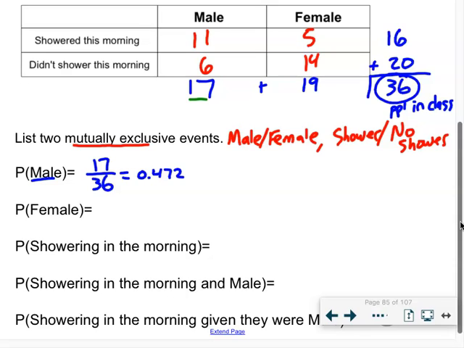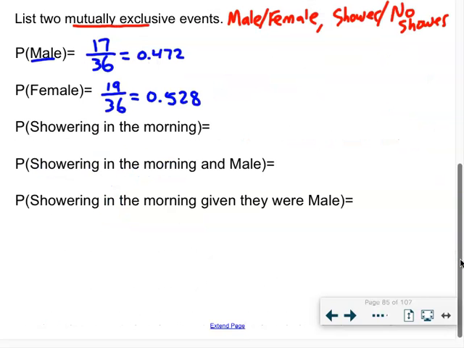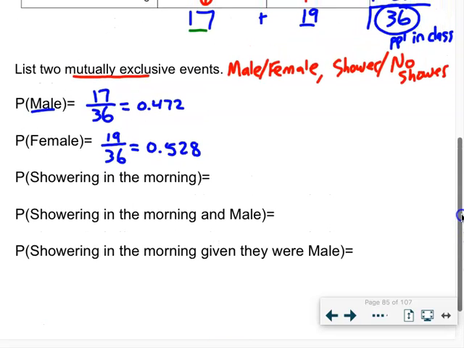All right, female will be not much different. Out of 36, the number this time is 19. There's 19 females in the class out of 36. This would be about 0.528. Okay. Unless we see the word given or the little bar that means given, we're not going to have to worry about much else. So unless I see the word given or the bar that means given, the bottom of my fraction will always be 36.